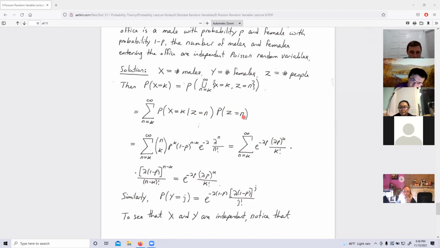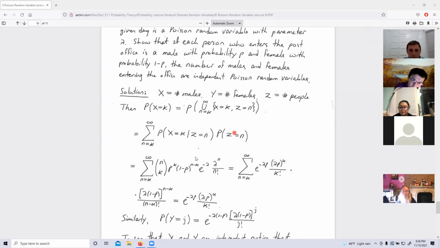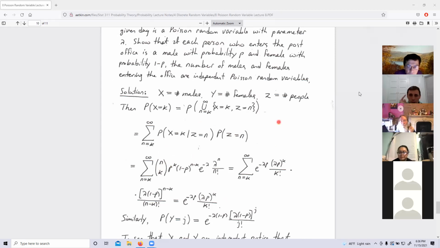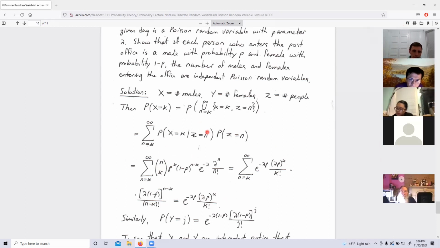Now, what's the idea of the distribution? It's like a mixed distribution. Once I know how many people, each person is independently a male with probability p and a female with probability 1 minus p. So then what is this number, P of X equal to k, given that Z is n?